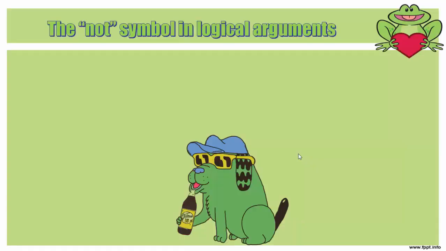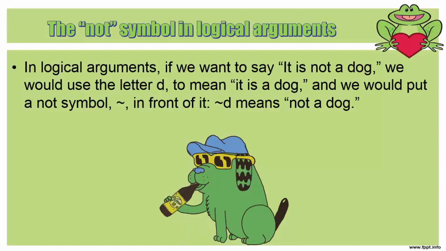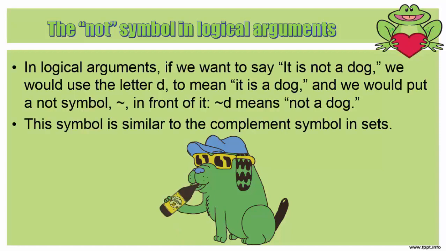The last type of argument that we're going to discuss here is the not symbol in a logical argument, or what it means to be not something. So in logical arguments, if we say it is not a dog, we would use the letter D to mean it's a dog, and then we would put a little tilde in front of it to mean not a dog. This is similar to the complement symbol in sets. So let's look at example number 4.